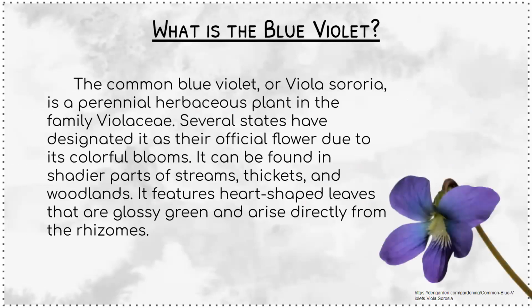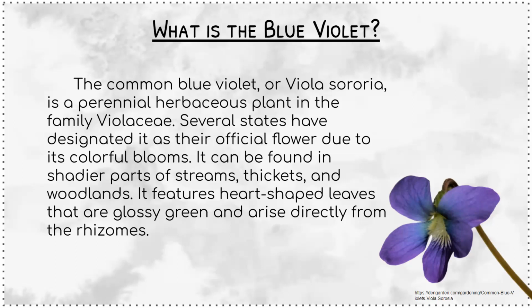The first plant that we are going to look at is the blue violet. This plant is a perennial herbaceous plant. This means that this plant can live for many years. It is also a part of the Violaceae family, which includes over 1,000 different species of plants. The blue violet is easy to pick out because it has such colorful blooms and heart-shaped leaves.